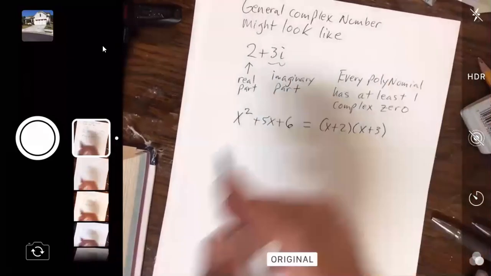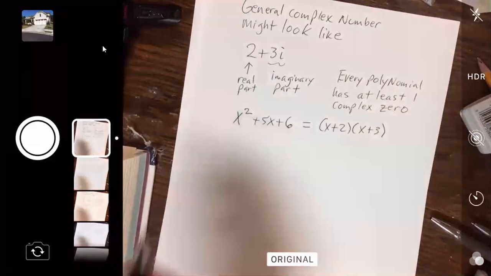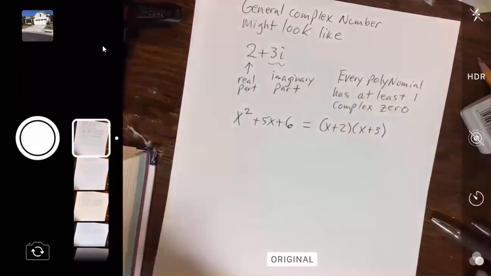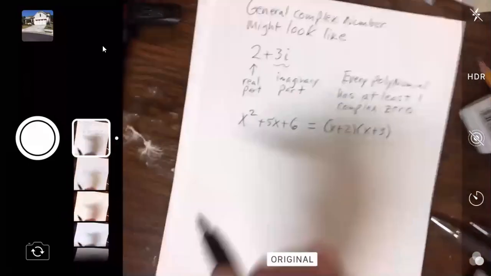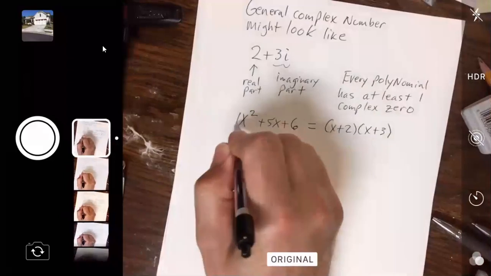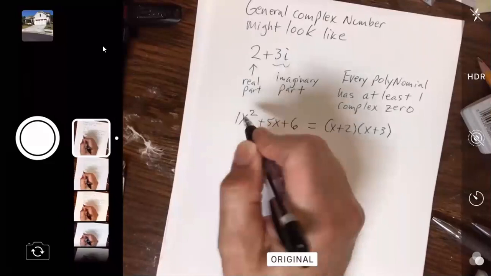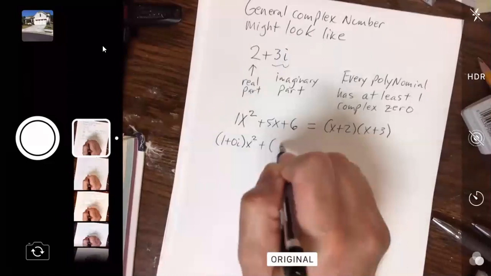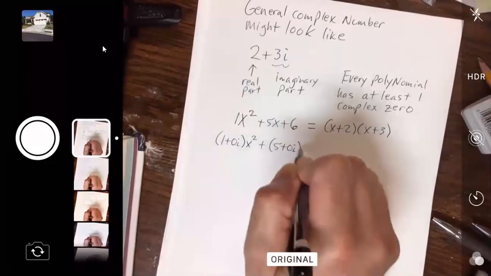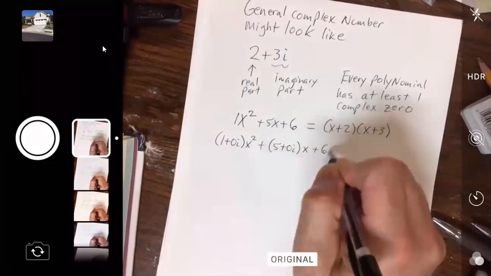Notice it says complex coefficients. If it wouldn't keep freezing. Complex coefficients means it's got some sort of i part. Where is that? You can write these coefficients. Notice there's a 1 there. You could write that as 1 plus 0i x squared plus 5 plus 0i x plus 6 plus 0i. And these are your complex coefficients.